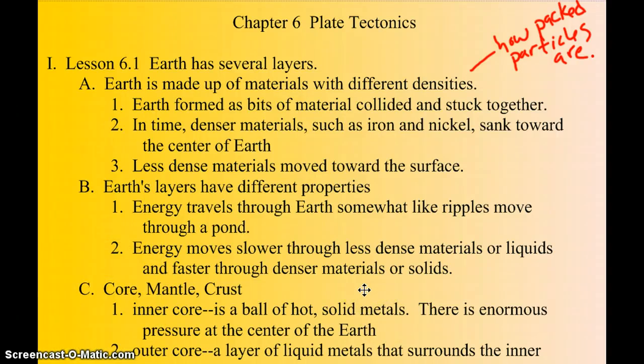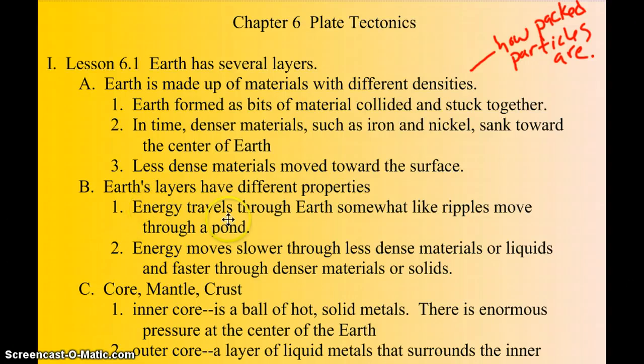Chapter 6, we're going to start off. It's going to talk about the Earth, the different layers of the Earth. Real quickly, I'm going to read some of this with you, but basically it said Earth was made up of different materials, different densities, different how tightly packed some of those particles are put together. The heavier stuff sank to the middle and formed our core. The less dense stuff kind of became part of our surface.